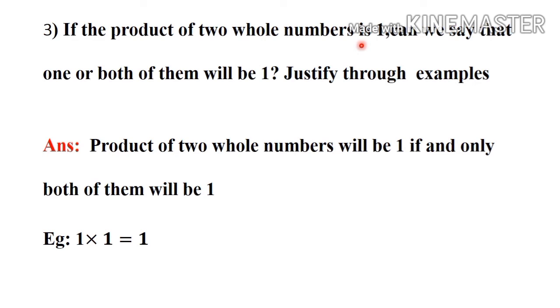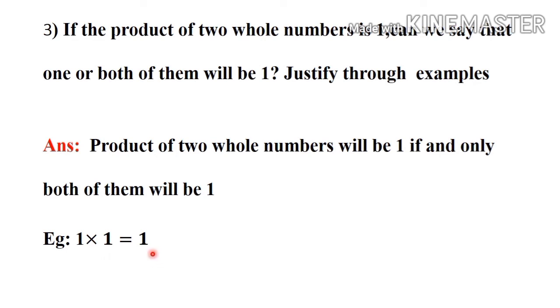1. So you want to write: product of two whole numbers will be 1 if and only if both of them are 1. That means A is 1 and B is 1. Then only will we get the answer 1. If I give A equal to 2 and B equal to 1, when you multiply those two numbers, will you get the answer 1? No, you won't, right? So if both whole numbers are 1, then only will we get the answer 1 when we multiply them.